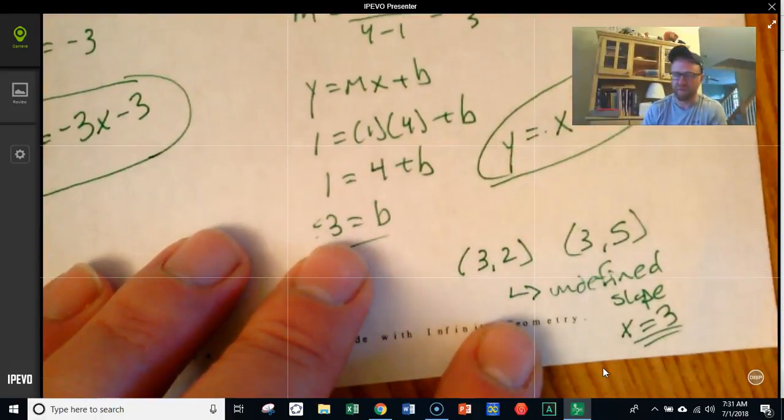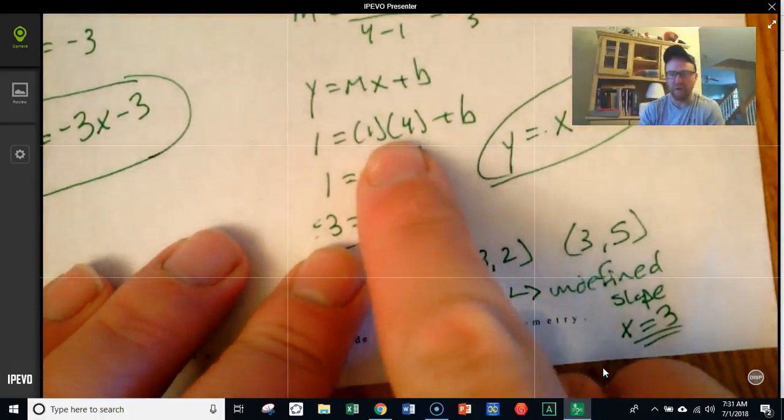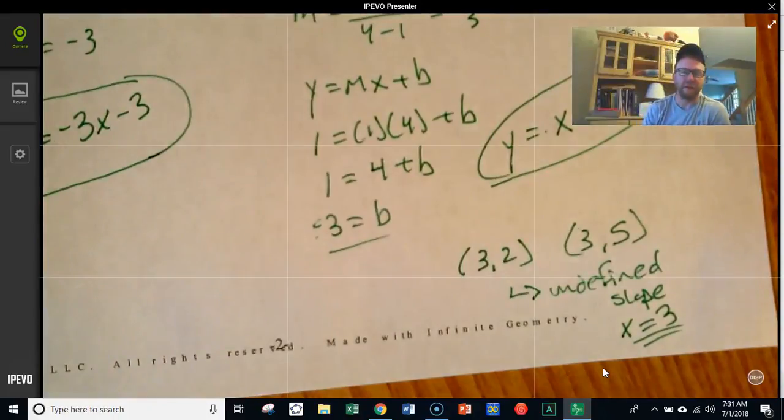Okay, so you have to watch out for that because you won't be able to use this method because you can't plug undefined in as your m value and solve for anything. Okay, so keep your eyes peeled for that. Good luck.